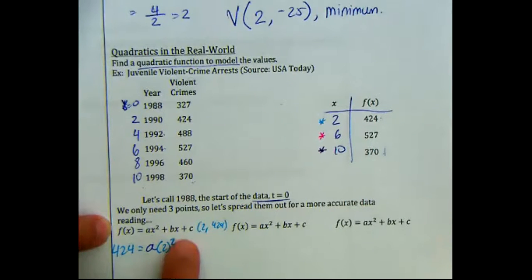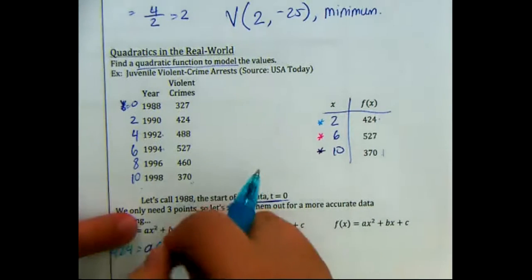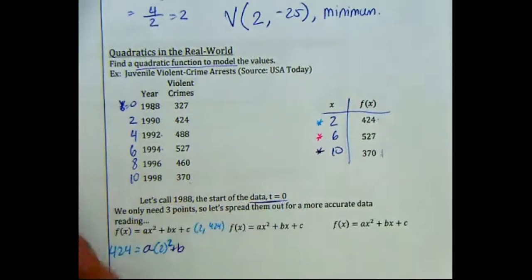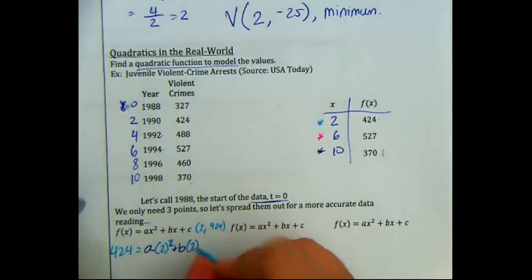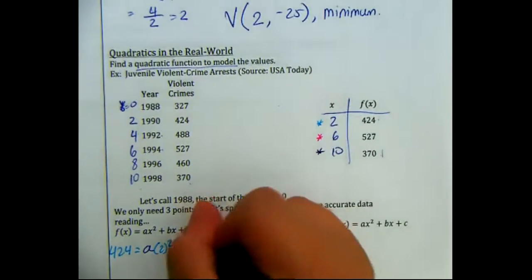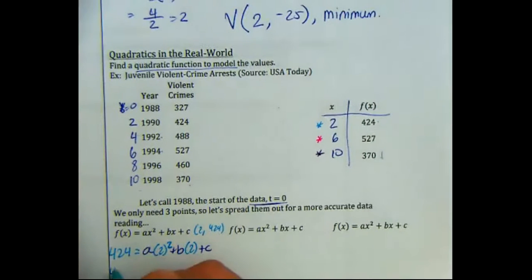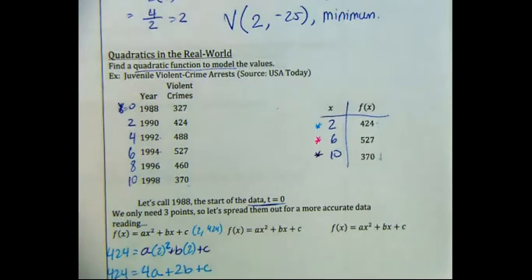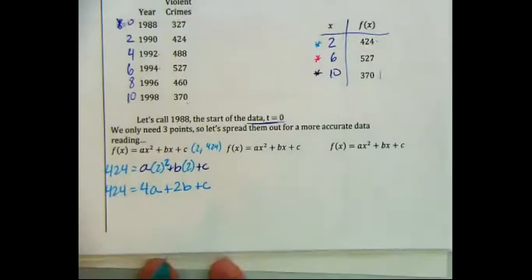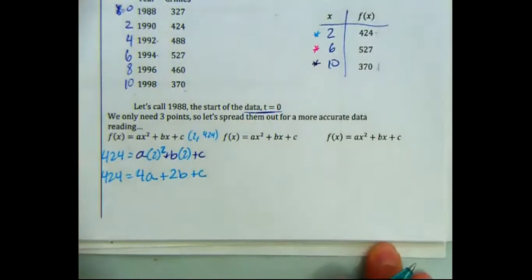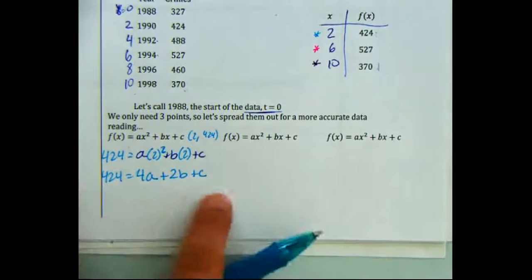Okay. I don't know my b, but I know my x is 2. And I don't know my c. Okay. So if I simplify this, I'll get 424 is equal to 4a plus 2b plus c. Let me move that up, sorry. Okay, so that's my first equation.